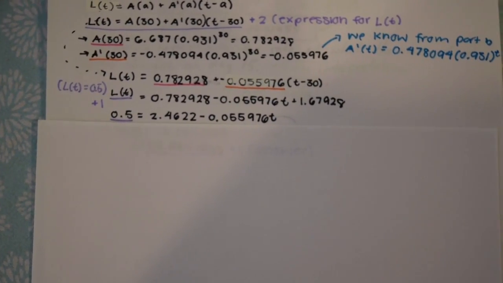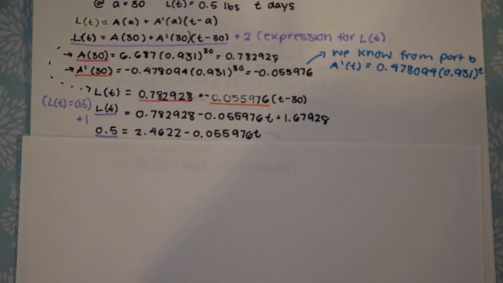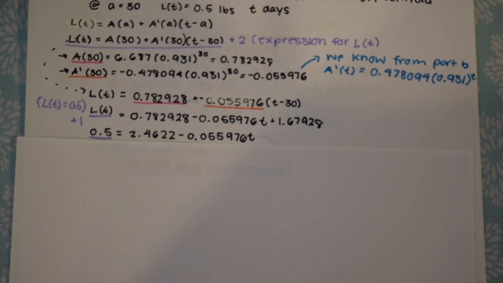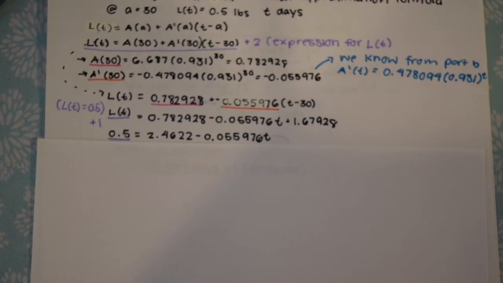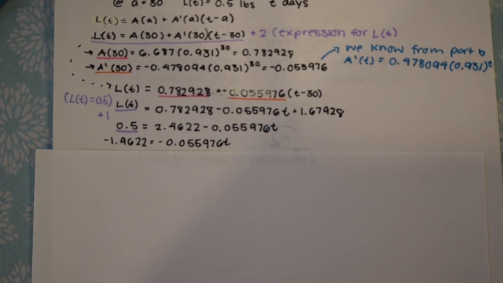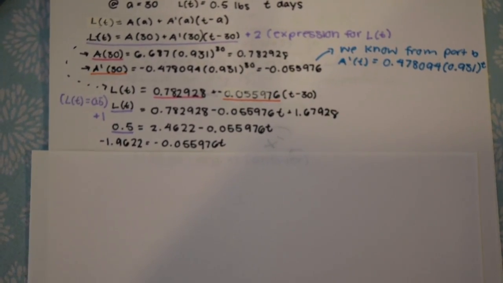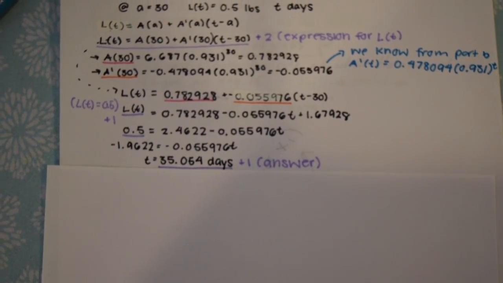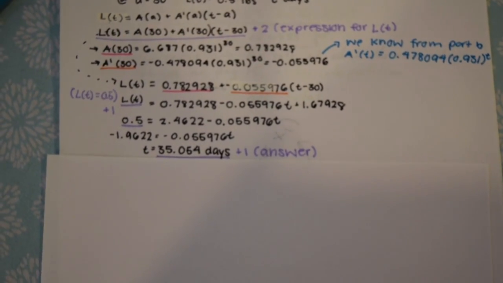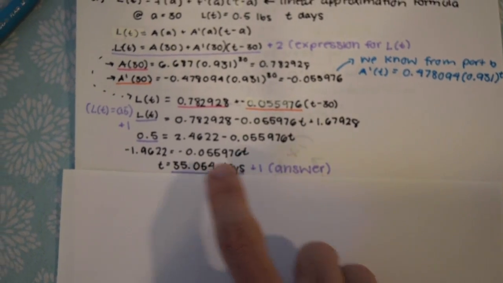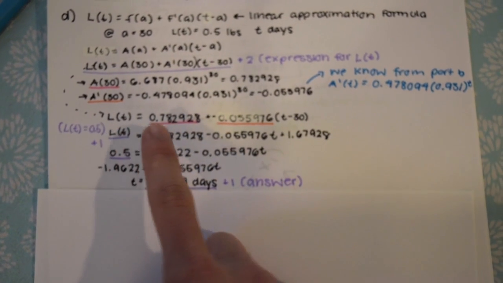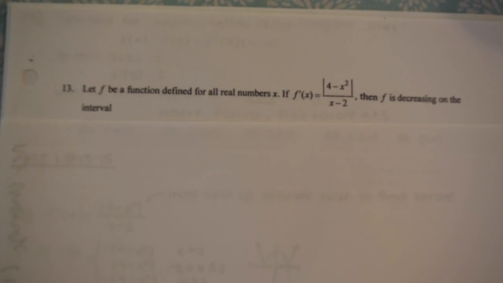And then, so by setting L of t to 0.5, we get 2.4622 minus 0.055976 times t. So we're going to try to solve for t from there. So we get negative 1.9622 equals negative 0.055976 t, and then we get t equals 35.054 days, and that's +1 for the answer, +1 for having L of t setting that equal to half a pound, and then +2 for this expression right here.